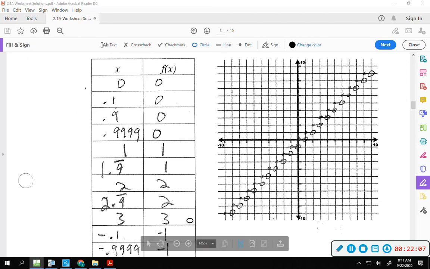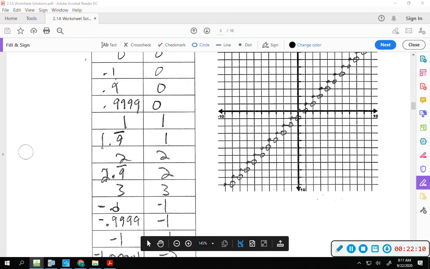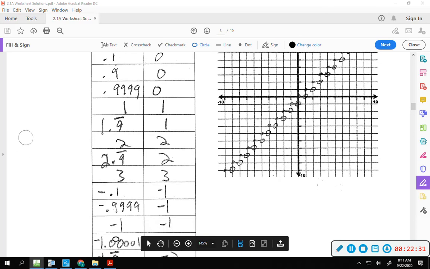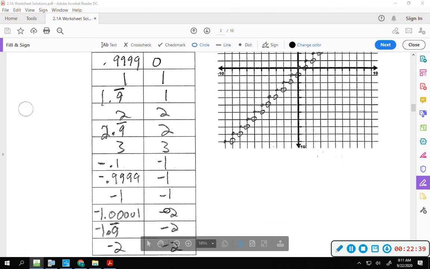Let's look from the negative side here. If I plug in negative 0.1, the closest integer less than or equal to it is negative 1. That's why it's negative 1, not 0. All the way back to negative 0.99999 repeating, we'll still go back to negative 1. And even for negative 1, the closest integer less than or equal to negative 1 is negative 1. But as soon as we hit negative 1.000001, now it's going to go back to negative 2. So the step looks the same on the negative side. It's a closed circle on the left and an open circle on the right.